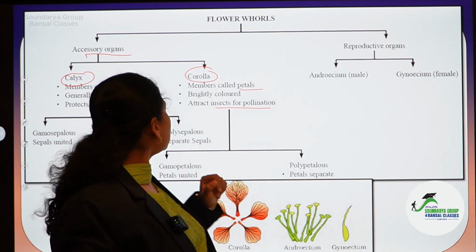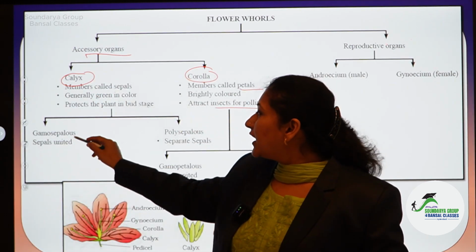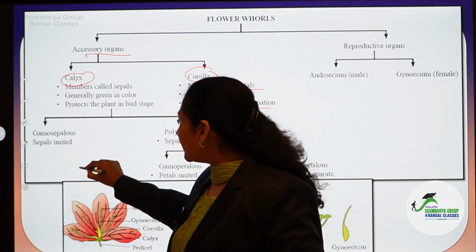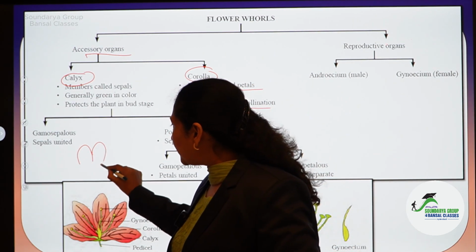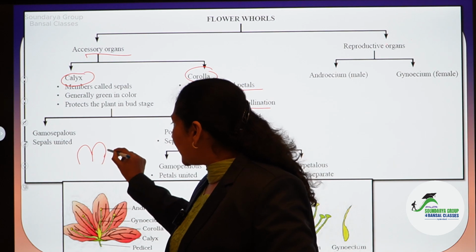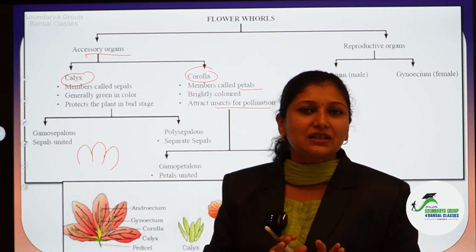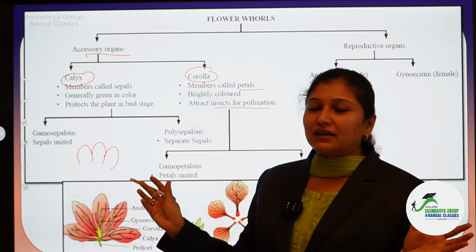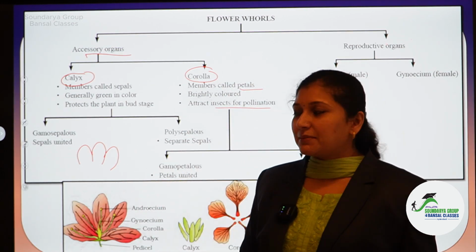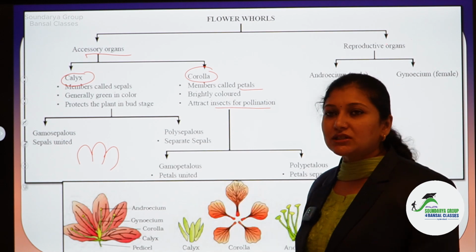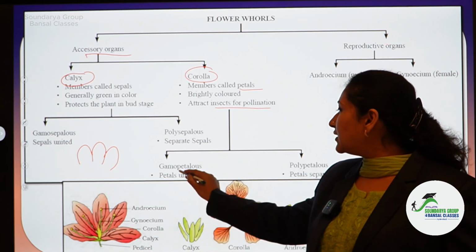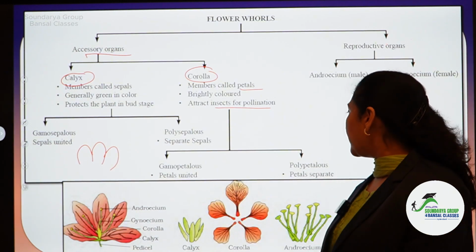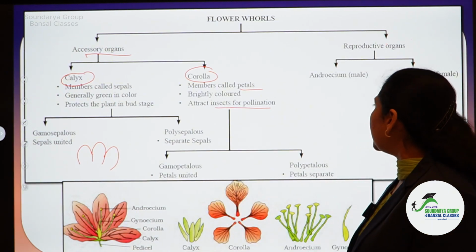Then in the case of accessory organs, if we have sepals which are united, fused, that means one sepal, next to that the next sepal, again the next sepal, and the margins of them are touching, then we call it gamosepalous. If they are separated, then we call it polysepalous. In the same way in petals, if petals are fused, we call them gamopetalous, and if they are separated, means if they are free, then we call it polypetalous.